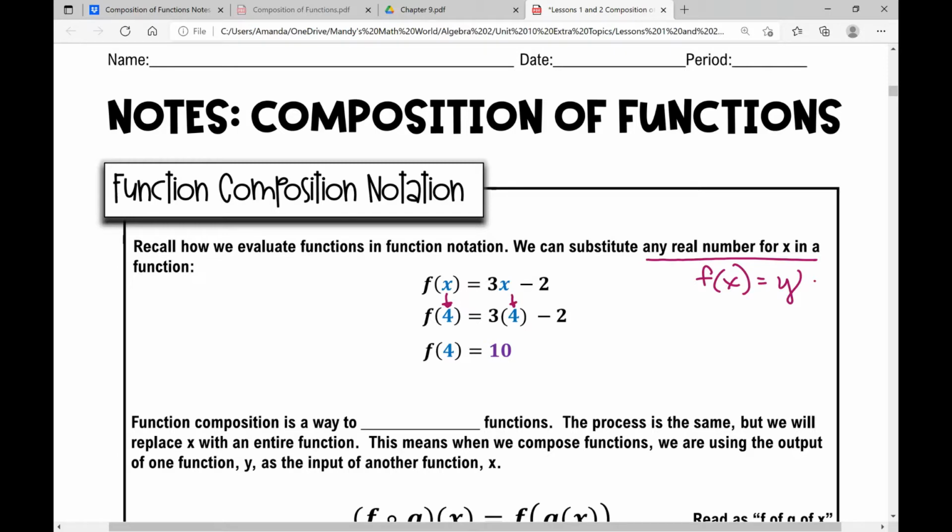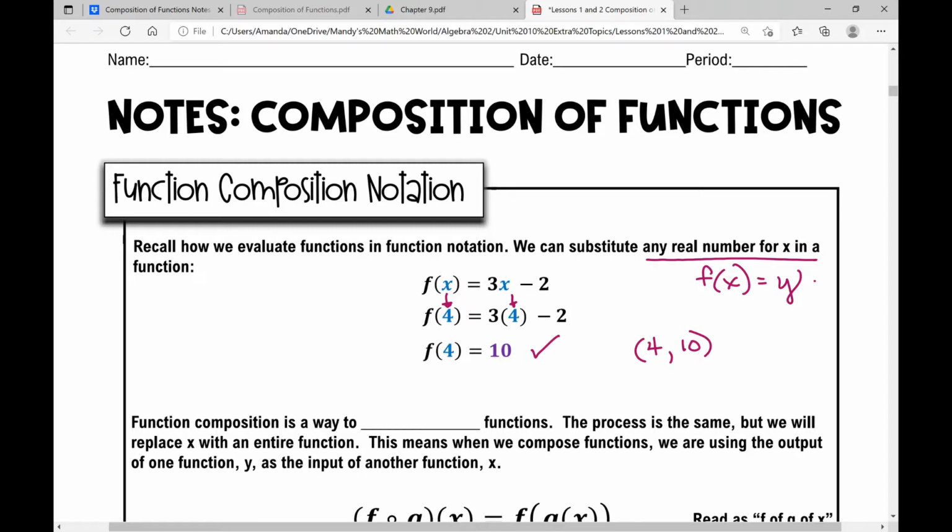When I replace it with 4, I can then evaluate it. 3 times 4 is 12. 12 minus 2 is 10. Therefore, f of 4 equals 10. That just means when I plug in 4 for x, I get 10 for y.